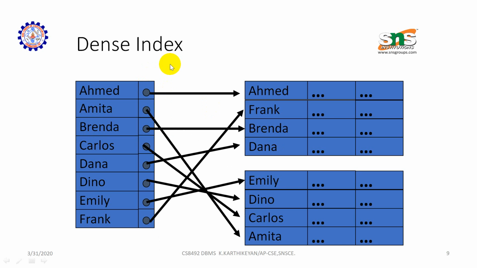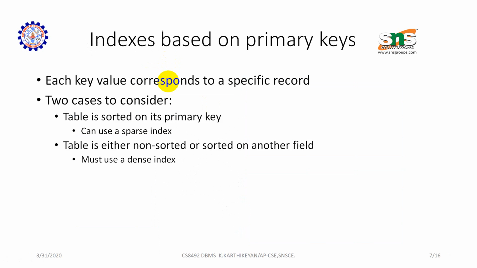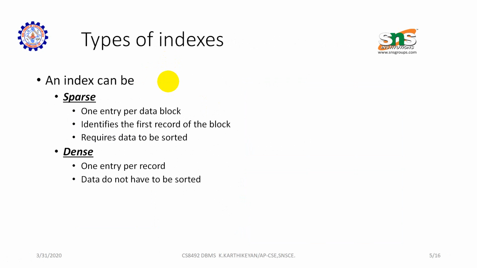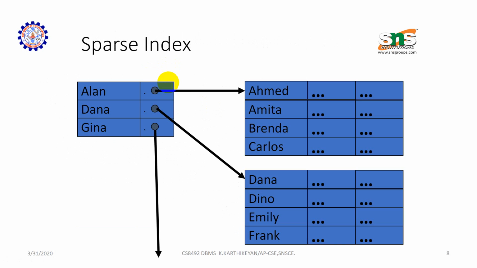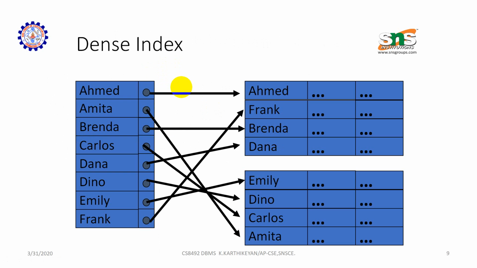Next, dense: one entry per block. One entry per record. Okay, this is a dense index. For example, Agamadu can enter one record per entry. Okay, per record: Amita, Brinda, Carlos, Dana, Dinah, Emily, Frank.